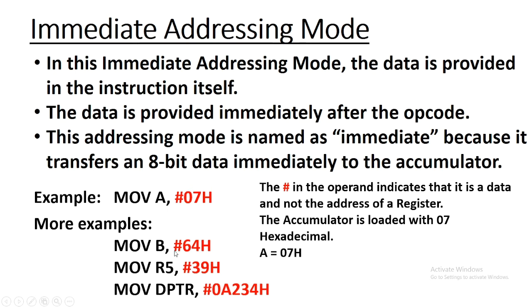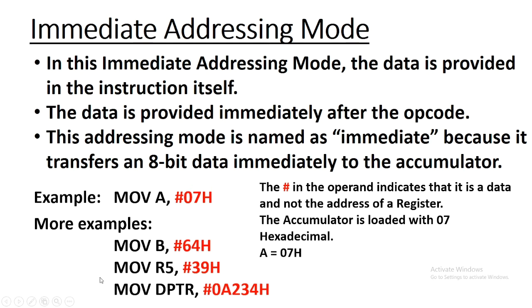More examples are MOV B, #64H. So the 64H 8-bit immediate data is loaded into the B register. In the next instruction, MOV R5, #39H. In this instruction, 39H is loaded into the R5 register. So these are 8-bit data.